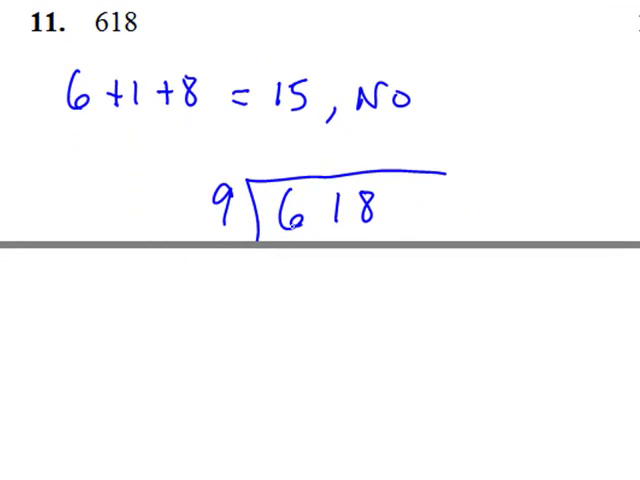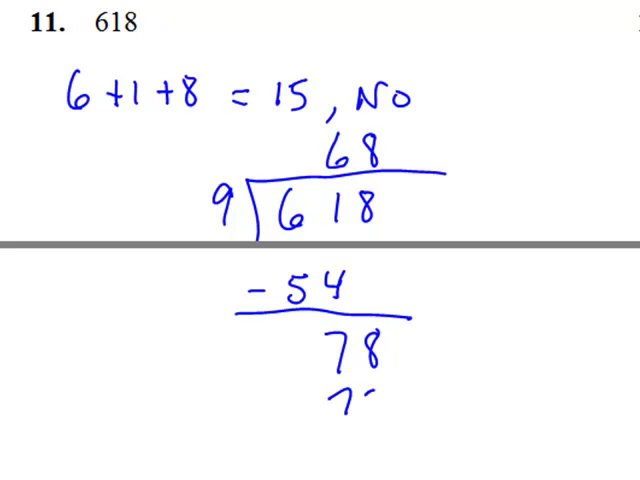9 will not go into 6 evenly, but into 61, it goes in, let's see, 63, 6 times. 9 times 6 is 54. And we subtract. So 7 and bring down the 8. 9 into 78 goes 8 times. 8 times 9 is 72. 8 minus 2 is 6.